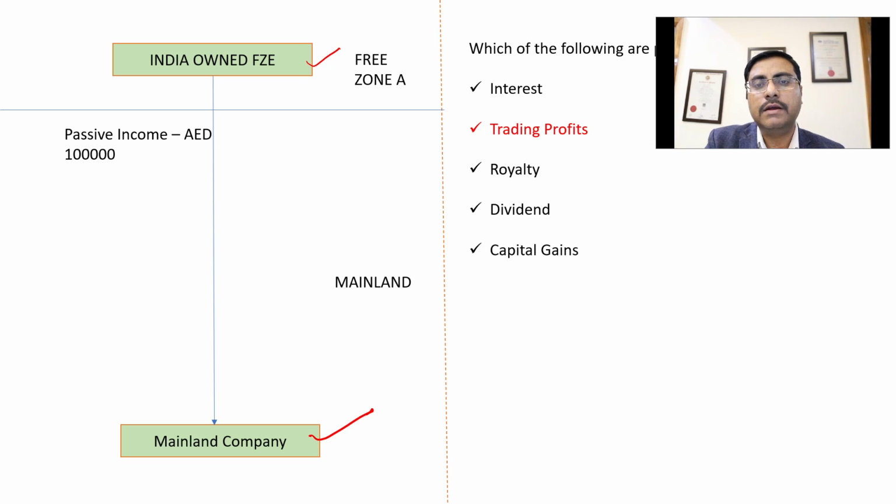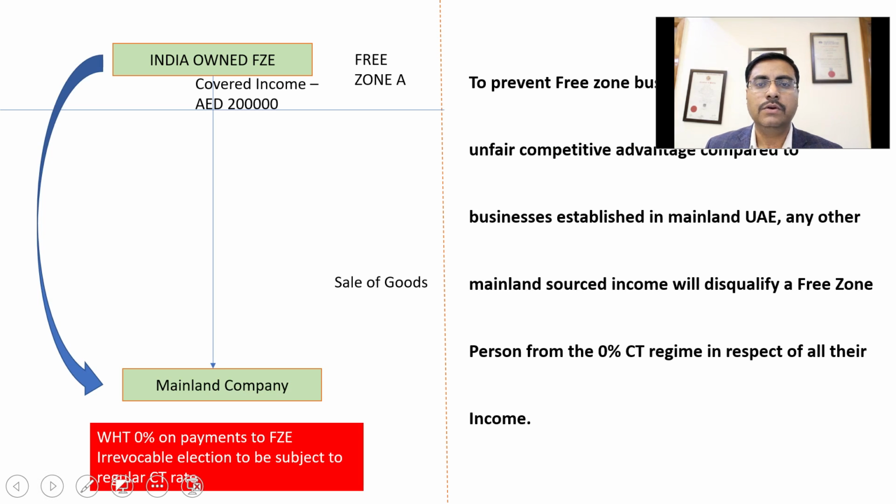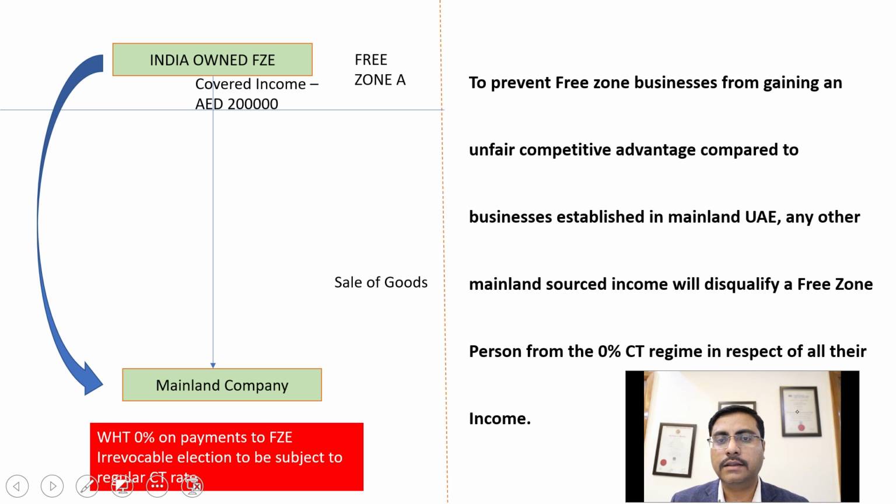So what is passive income? It is in the form of interest, royalty, dividend, or capital gain. But your mainland trading profit is liable to tax. Free zone trading profit in the mainland is also going to be taxed. So what is the crux behind this? To prevent free zone businesses from gaining an unfair competitive advantage compared to businesses established in the mainland UAE, any other mainland source income will disqualify a free zone person from the 0% corporate tax regime in respect of all their income.